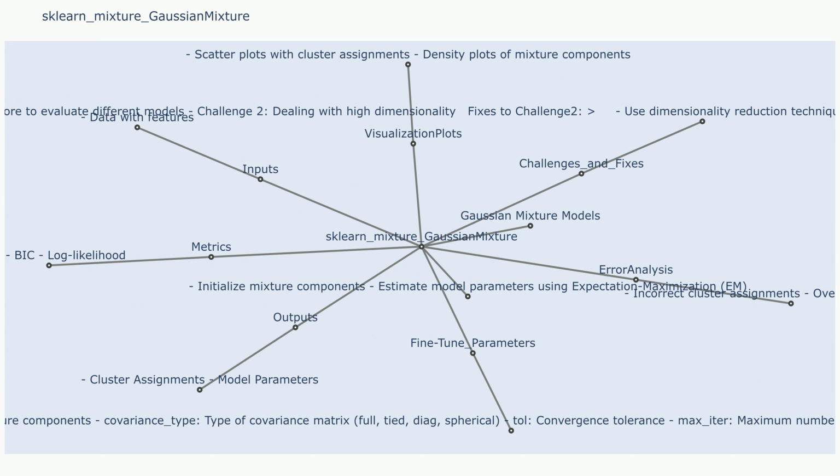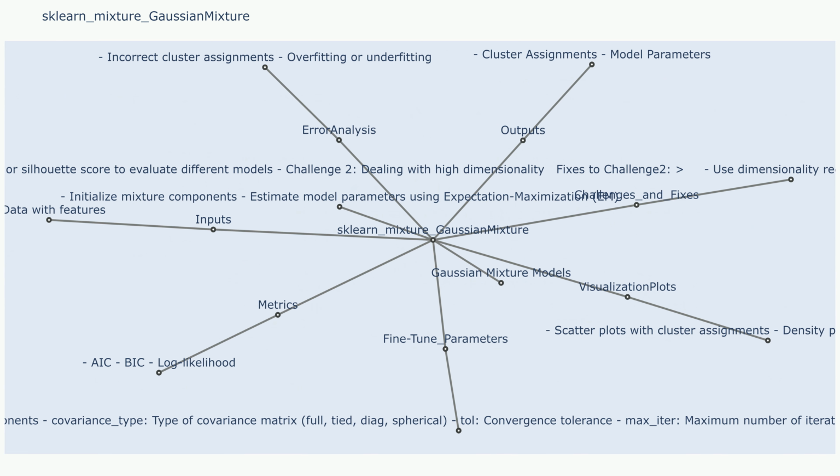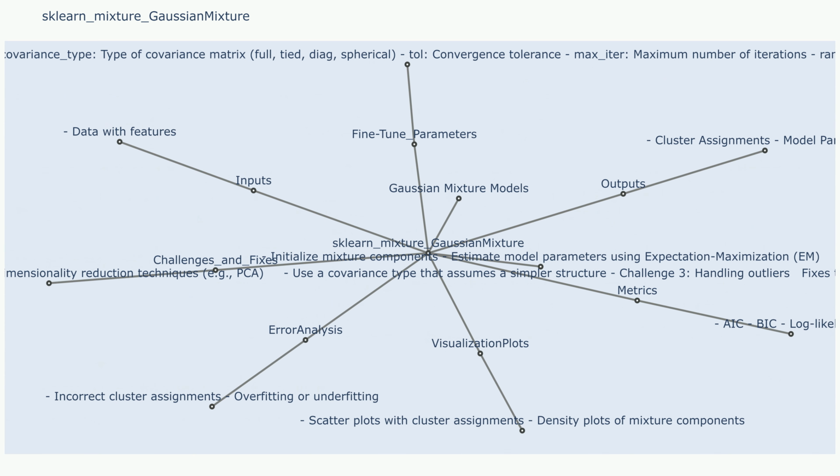Challenges and fixes. Challenge 1: choosing the optimal number of components. Sample use case: if the number of components is too low, the model may not capture the true structure of the data. If the number of components is too high, the model may overfit the data. Fixes to challenge 1. Use metrics like AIC and BIC to compare models with different numbers of components. Perform cross-validation to evaluate the model's performance on unseen data.